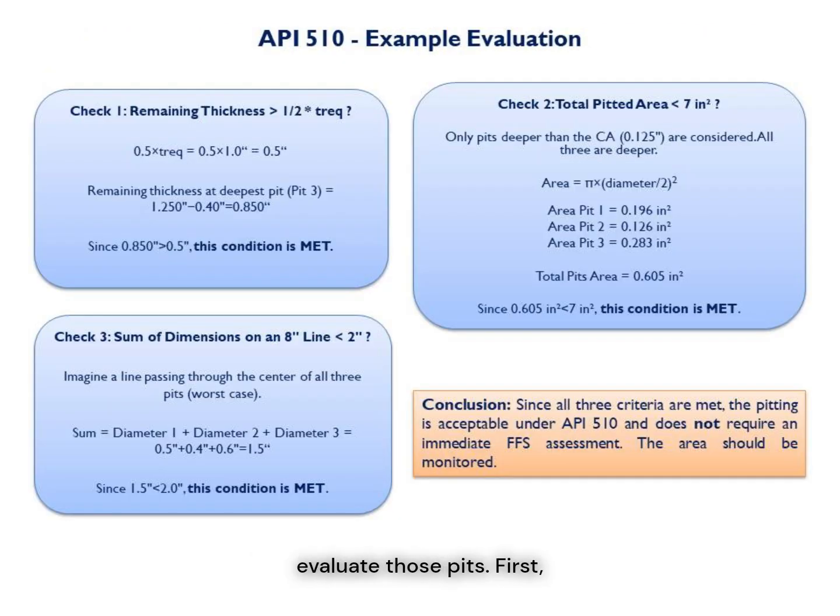Here's how we evaluate those pits. First, we check if the remaining thickness at the deepest pit is more than half the required thickness. Calculated, that's 0.5 inches, and since the remaining thickness is 0.85 inches, this passes. Next, we total the area of pits deeper than the corrosion allowance. Adding up the areas, we get just over 0.6 square inches, well below the 7 square inch limit. Finally, we sum the pit widths along an 8-inch line, which totals 1.5 inches, under the 2-inch max. Since all criteria are met, the pitting is acceptable for now, but monitoring is essential to catch any changes.